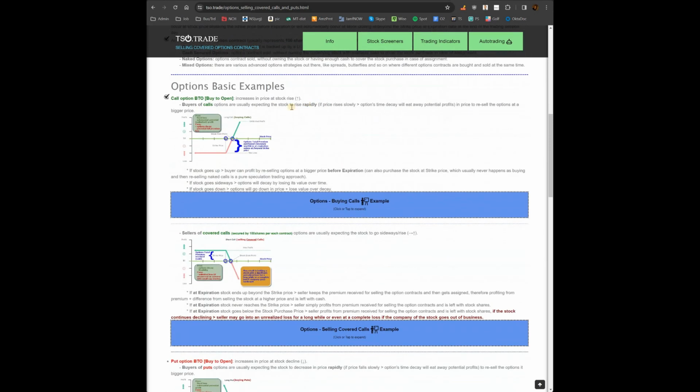Now let's go over basic options examples. Options can be bought or sold. The most basic way people trade options is they simply buy them to resell them. They're not expecting to do the assignment, which is basically purchasing a stock at the strike price. They simply buy them depending on the expected market direction to resell them. Basically, pure speculation.